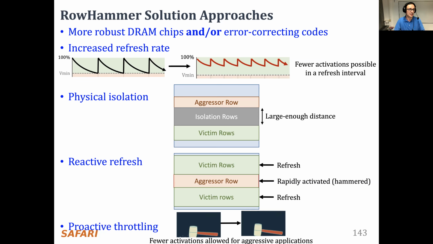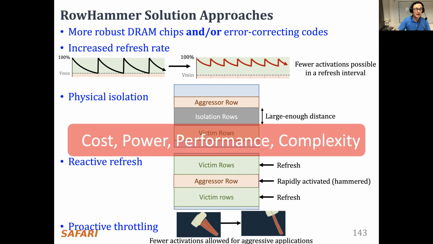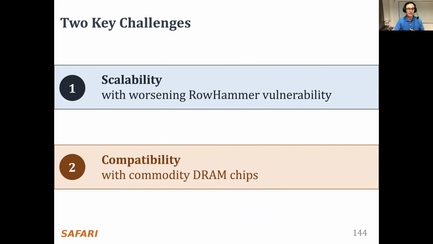There are also probabilistic solutions that can employ partially increased refresh rate; reactive refresh can be probabilistic. It could be deterministic as well. But of course, the solution space covers cost, power, performance, and complexity concerns. We need to come up with a very good trade-off so that we can completely solve RowHammer. I do not think we're there yet at this point. But let me cover the BlockHammer solution that we introduced recently.